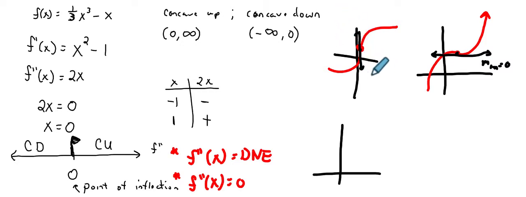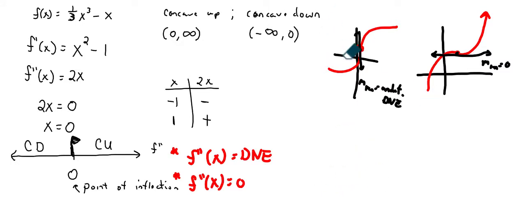And here, our slope of our tangent line is undefined. It does not exist. So those are the two most common cases you'll see for points of inflection, because that's when you switch from one concavity to the other. You're going to look basically at those two shapes.